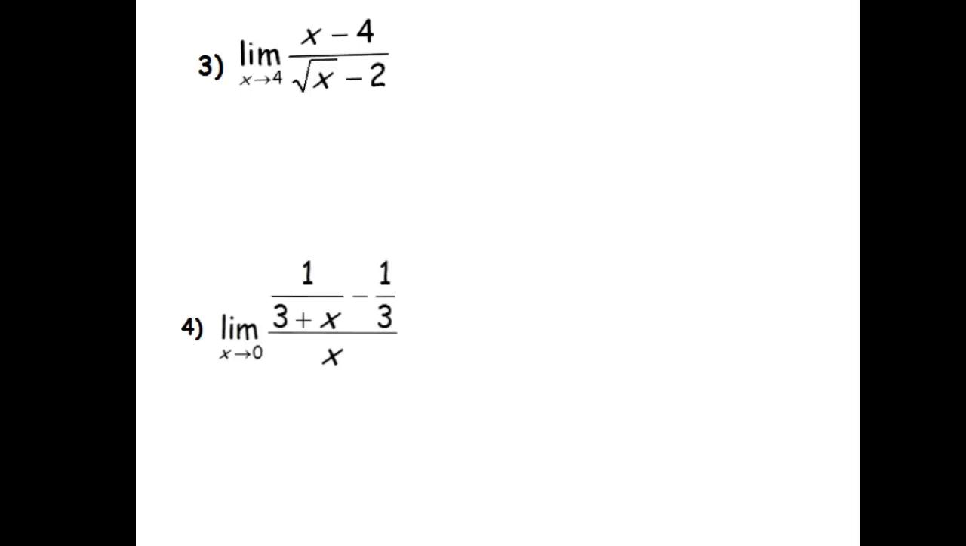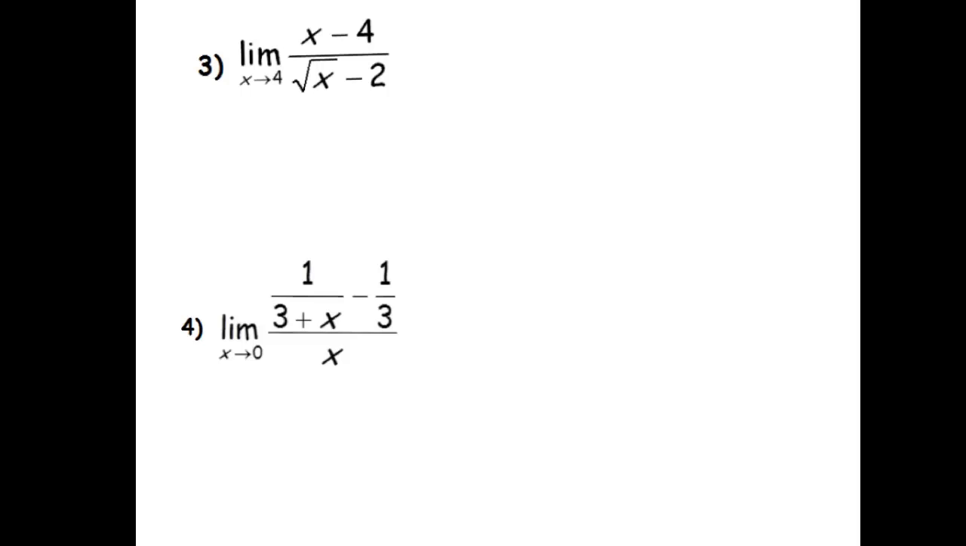Now some algebraic expressions require a little bit more creativity to handle. So here's a perfect example, number 3. Notice again we can't plug in 4. The first thing you want to try to do is just plug in the value for x. So if you plug in the value for x, you get 0 on the top and 0 on the bottom. So that's a problem, because 0 divided by 0 is not a numerical value.